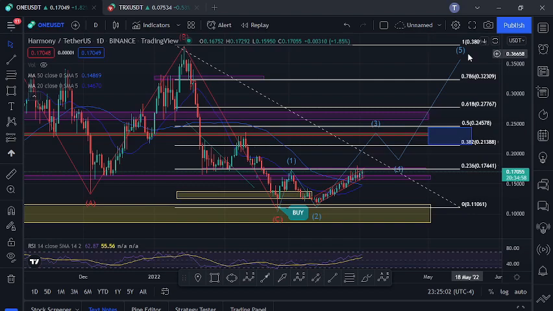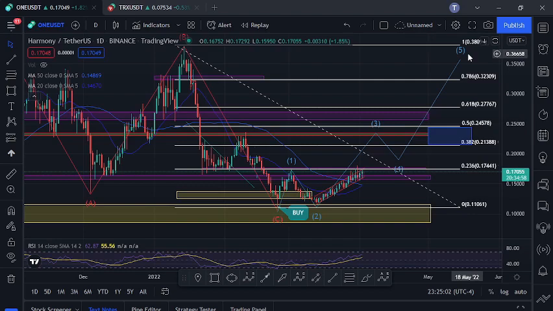At the moment you can see that the price is reacting to the 0.23 fib level. So I expect that once we break above the 0.23 fib level, maybe we have a retest of that zone, and then we can continue pushing the market higher.